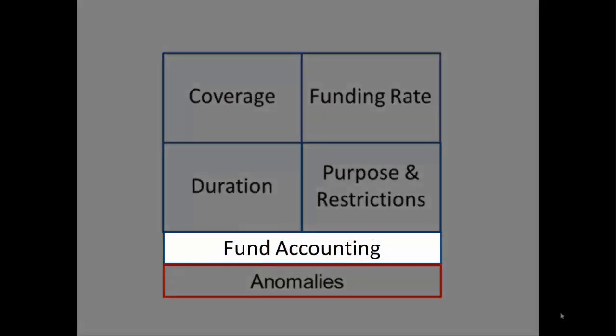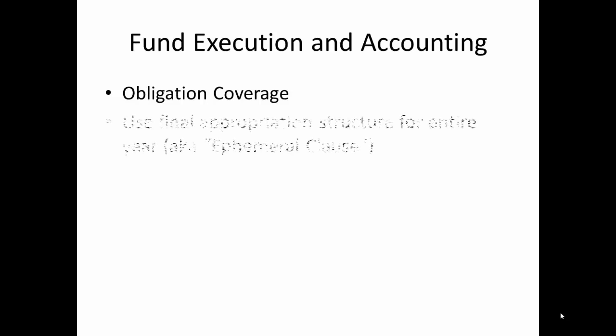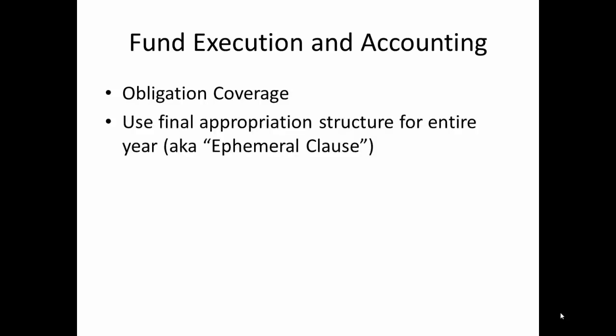Block number 5, the rules on fund execution and accounting. There are 3 fairly standard boilerplate sections that tell us how to execute and account for our funding under a CR. There is a section that ensures CR obligations are covered. There is a section that ensures the final appropriation structure shall be used from October 1st onward, the so-called ephemeral clause. And there is a section waiving apportionment due dates. Let's take a look at these sections.